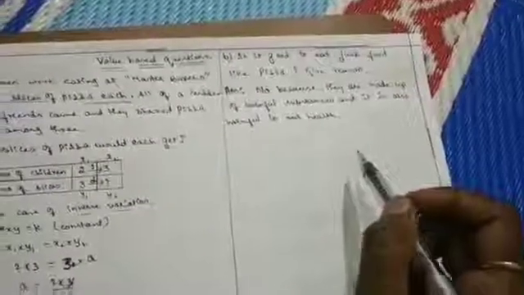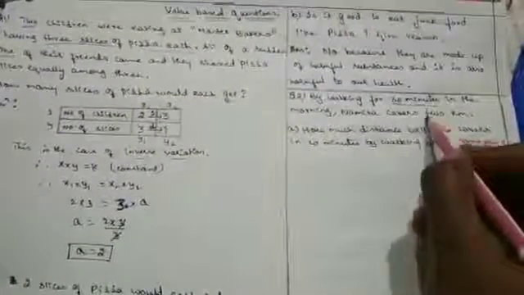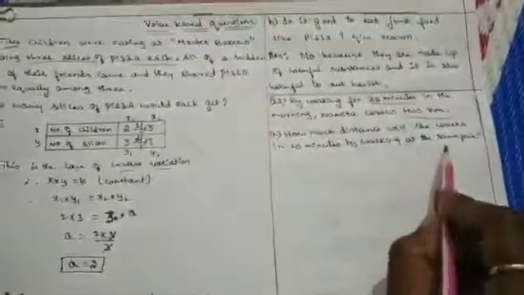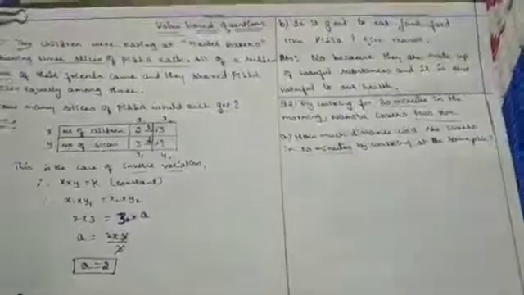So we'll go to the second question, children. Question 2. By walking for 30 minutes in the morning, Namita covers 2 kilometers. So here 30 minutes, 2 kilometers. How much distance will she cover in 20 minutes by walking at the same pace? So here he is asking, what is the distance covered by Namita by walking 20 minutes?